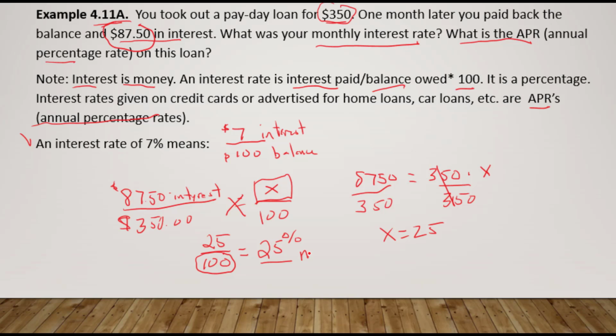But that was our monthly interest rate, because that's how much we paid in interest for that month. To find the annual percentage rate, which is the APR, which is what's on all your credit cards, your student loan, or whatever money that you borrow, I'm going to take that 25%, and I got to do that 12 times because there's 12 months in a year, and I would get how much? I'm going to put that in my calculator, and I get 300%.